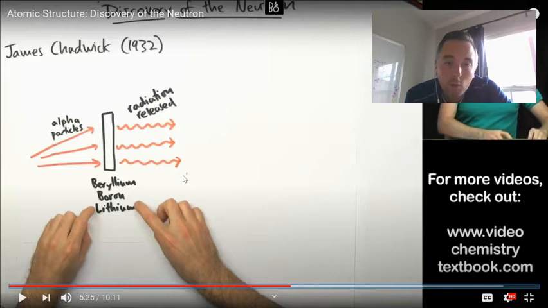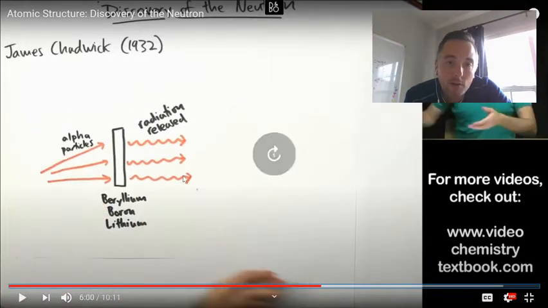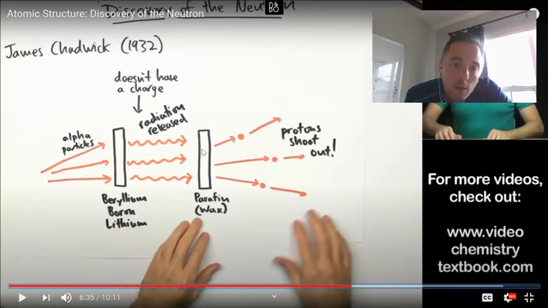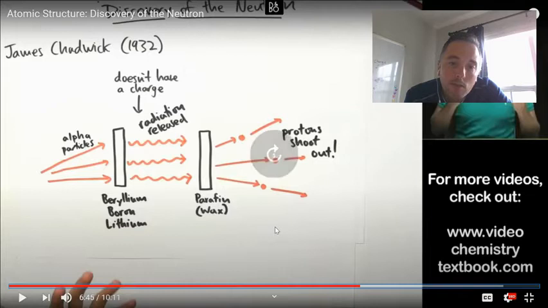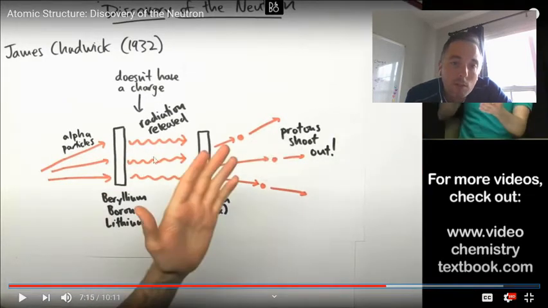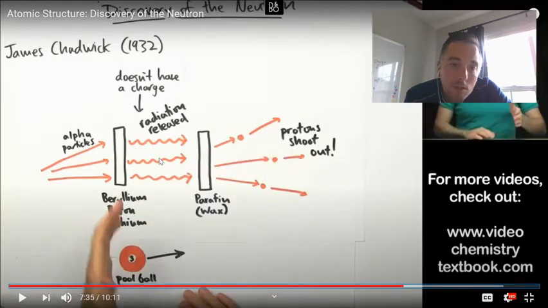Okay? And what's even weirder about this is when he puts some wax on the other side of it to get hit by this. Sorry, I'm kind of jumping through here a little bit. They put some paraffin, essentially just candle wax, on the other side of where this is happening. Protons shoot out. And not only that, they shoot out really fast. And the only way a proton could shoot out really fast is if something the size of a proton was hitting them. Now, we already know that whatever this is doesn't have a charge. Now we just figured out that whatever this thing is has to be the same size as a proton.